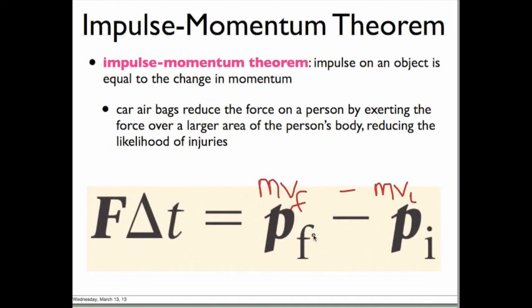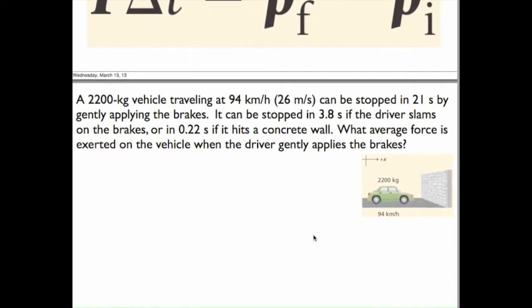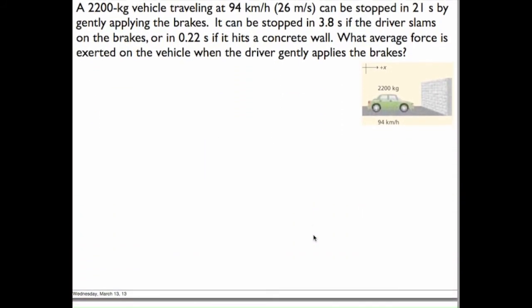This is kind of what goes on when we talk about airbags. Airbags reduce the force on you from hitting the steering wheel by exerting the force over a larger area, that big giant airbag, and reducing your likelihood of injuries. So these are some key concepts when we're talking about car crashes and things like that. Okay, now let's try and solve this.